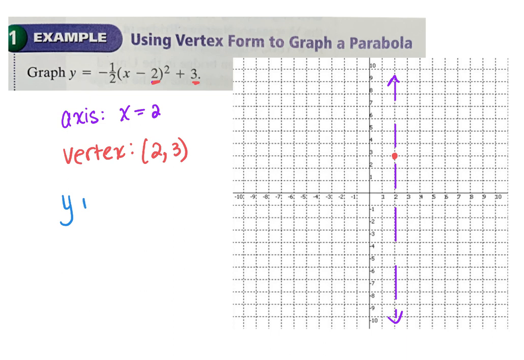My y-intercept is the one that I have to actually calculate. And so we say negative 1/2 times 0 minus 2 squared plus 3. You do have to do order of operations. 0 minus 2 is negative 2. Negative 2 squared is 4. 4 times negative 1/2 is negative 2, and then negative 2 plus 3 is 1.